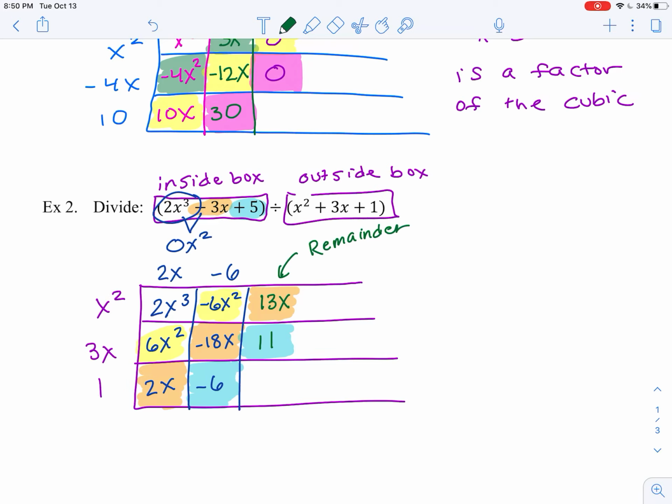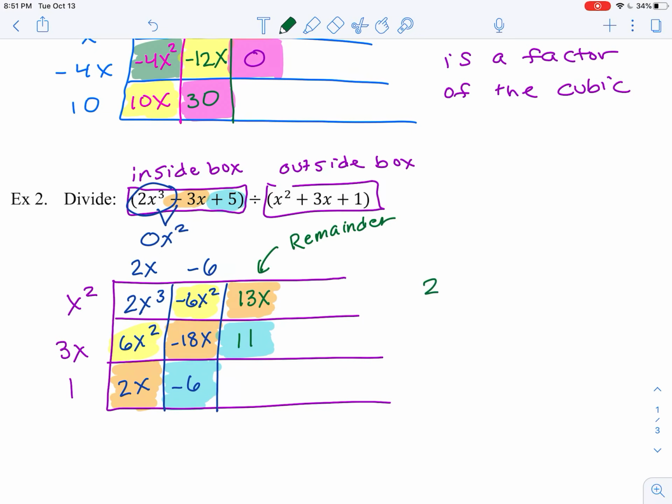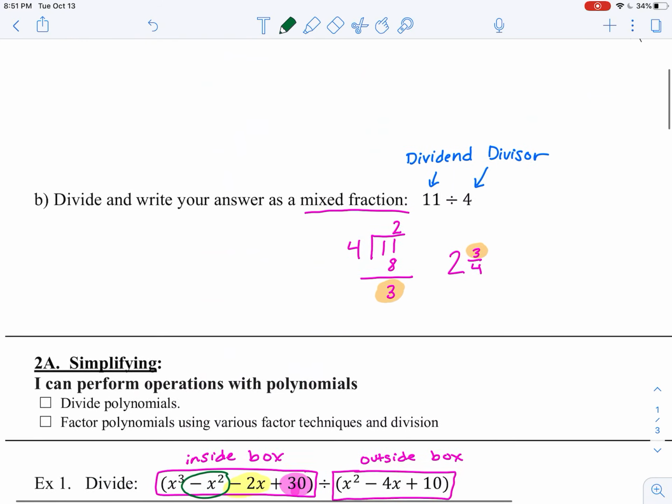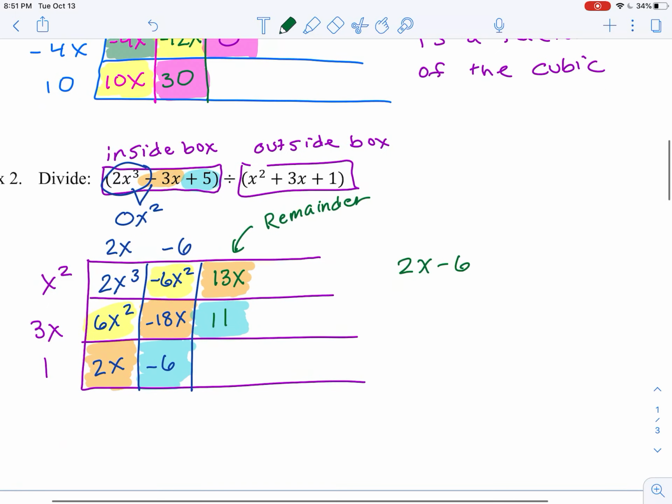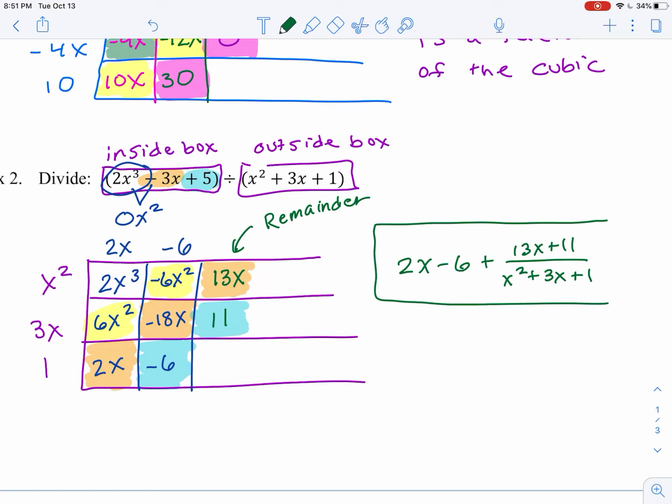And so now I can see that when I divide 2x cubed minus 3x plus 5 by x squared plus 3x plus 1, I get 2x minus 6, and then I get this remainder. And just like before, I want to take that remainder and write it over our divisor as a mixed fraction. So I would get 2x minus 6 plus my remainder, 13x plus 11, out of that divisor, x squared plus 3x plus 1. And this would be my final answer.